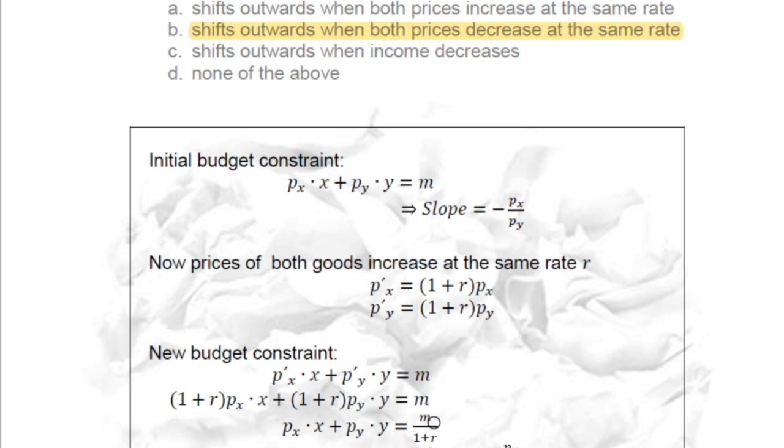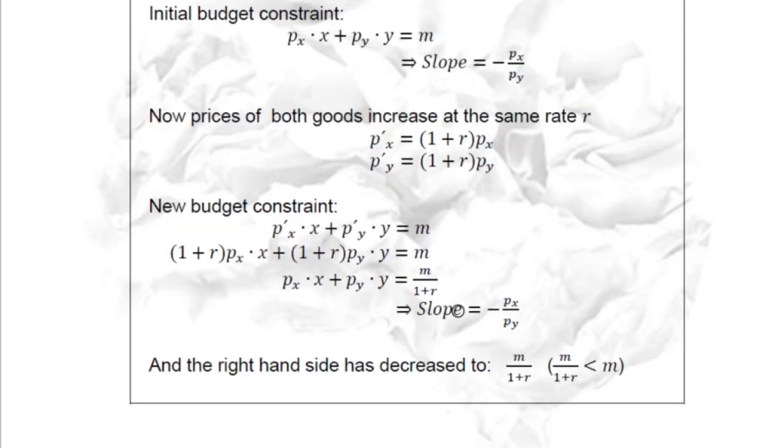That's what we call pérdida de poder adquisitivo. If the prices increase but my wage or my income remains the same, I am poorer. So we have a parallel shift to the left, inwards. So when prices decrease, it is outwards. Well, maybe I should have put a graph here, but I didn't, sorry.